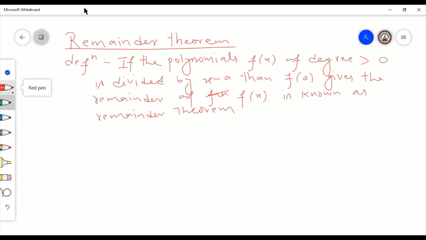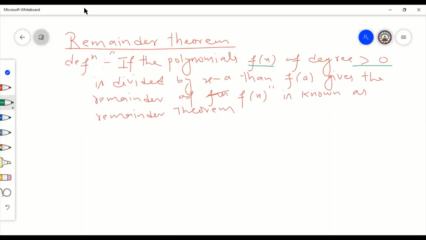Okay, now in this definition, we can say that if the polynomial f(x) is defined over here, one polynomial f(x) whose degree is not equal to 0, it is greater than 0. It means that for the remainder theorem we have to take a polynomial of degree greater than 0. It must start from 1, 2, 3, 4, 5, 6, something like a natural number.